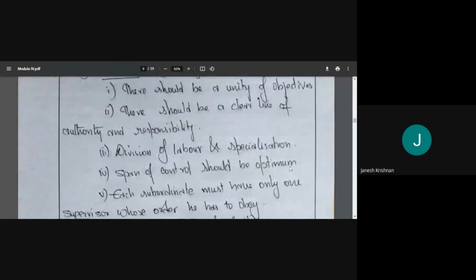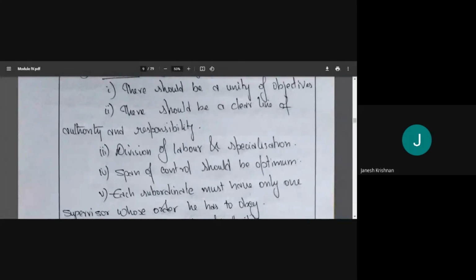Then span of control should be optimum. See, the word is optimum. It should not be more, it should not be less. It should be optimum. Whatever is required, it should be there. So for the particular job, whatever the requirement is, that should be done.